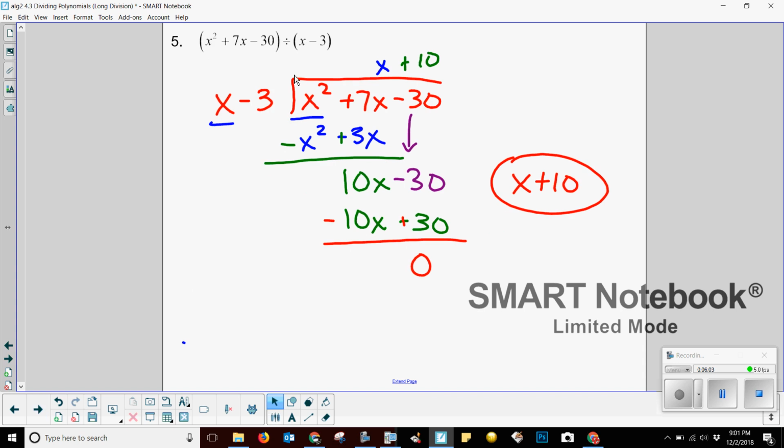Here's the next one. Here's another way of them writing it. Means same thing. X times x is x squared. X times -3, -3x. Change the signs, combine like terms, bring this down. Now this is my new front of the line. For the second time, x and 10x have to match. So x times 10 gives me 10x, 10 times -3, change signs, no remainder. There's my answer.